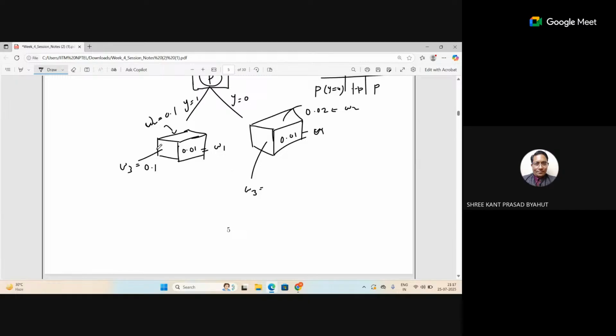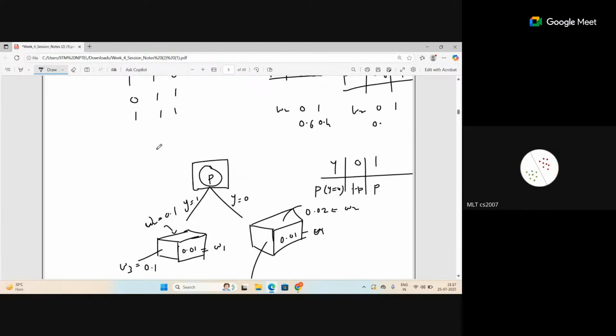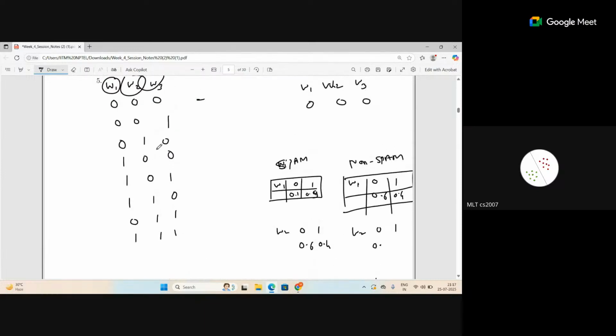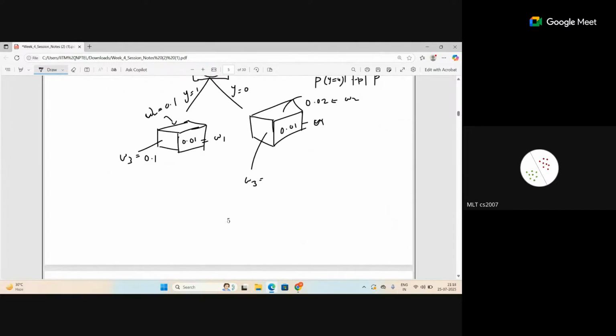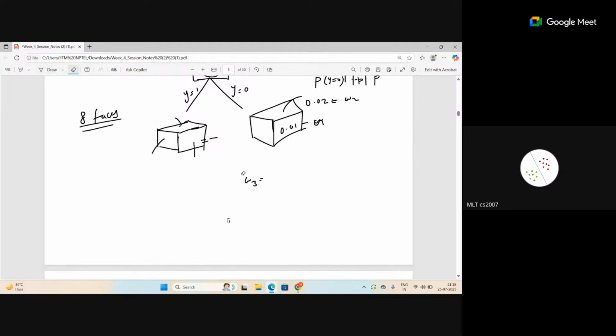Again, this dice has to be not just W1, W2. Basically, I'll have to find out the probabilities associated with the entire sentence, the entire feature. This is my x1, this is x2, x3, x4, x5, x6, x7, and x8. So how many faces will the dice have? 8 faces in total, and each will have different probabilities. Similarly, this non-spam dice will also have 8 faces with different probabilities. Is that fine?